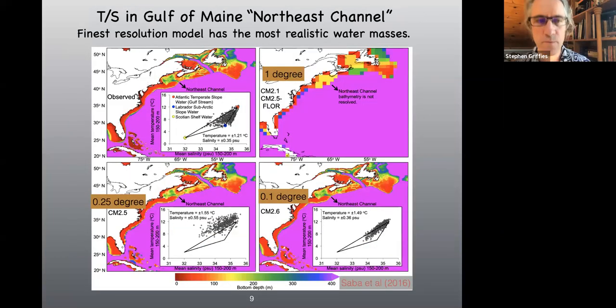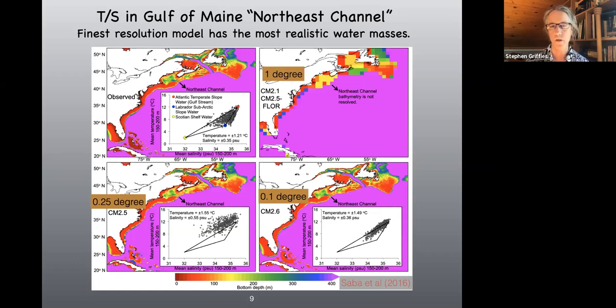And I apologize for the poor color choices here, but these are old-fashioned colors. If you were looking at new color palettes today, you would probably cringe at this figure. What you're looking at here is the Northwest Atlantic, and in particular what's called the Northeast Channel near the coast of the Gulf of Maine. The color is the topography. And in the inset you see a temperature-salinity diagram.